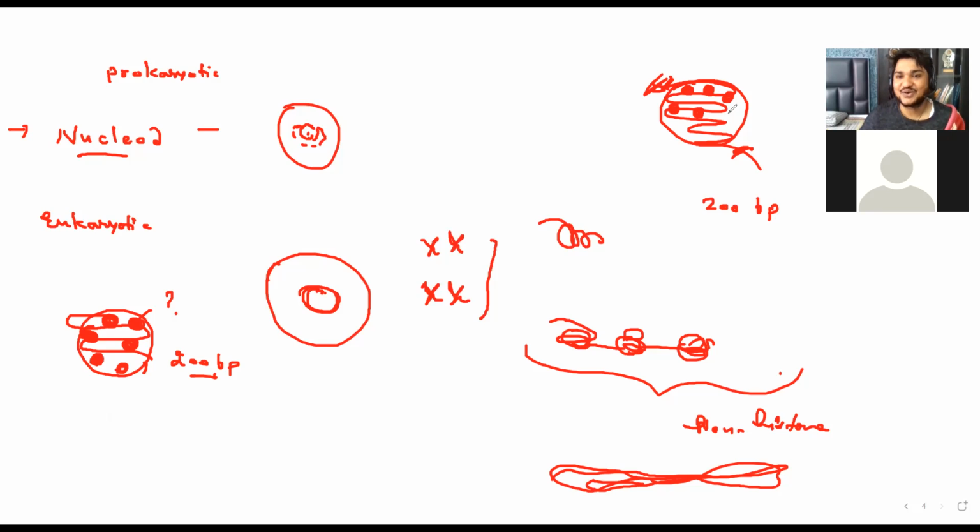I understood the question. So this is completely a nucleosome, and one histone octamer contains approximately 25 base pair. So 25, 25, 25, 25, 25 become the 200. Getting it or not?